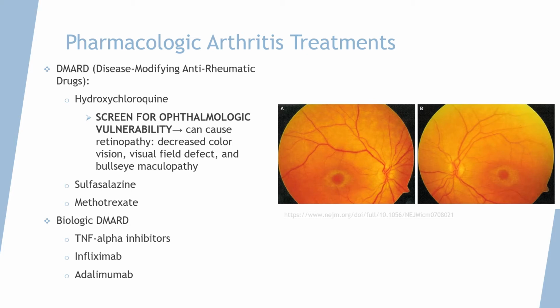Sulfasalazine and methotrexate are also other types of DMARD. Now, biologic DMARDs include the TNF-alpha inhibitors, infliximab and adalimumab. These are synthetic antibodies targeted specifically to our needs.